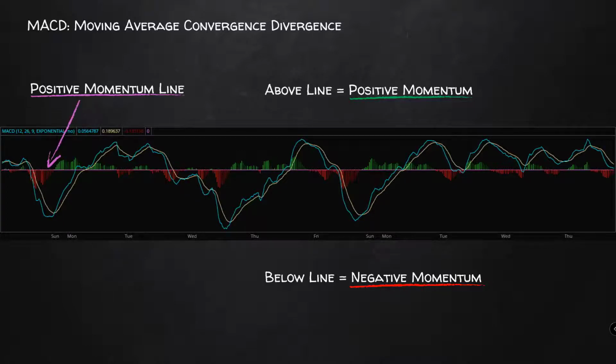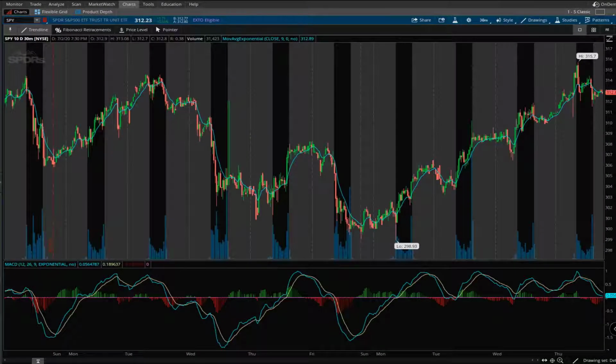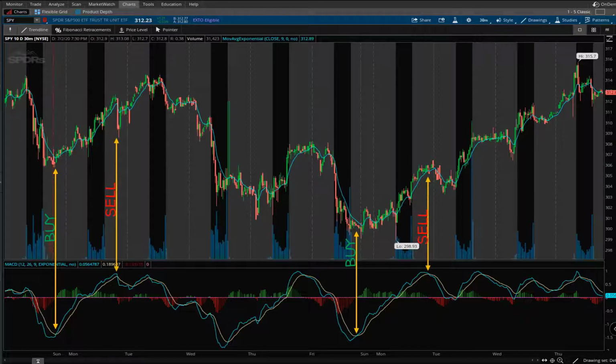Okay, so now it's time to go over some examples so we can really see how the MACD works. Okay, so here's a real life scenario. As you can see right here, the blue line crossed over the yellow line, so you would be buying it. And then you would be selling right here when the blue line crossed below the yellow.